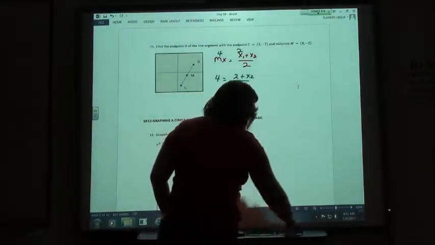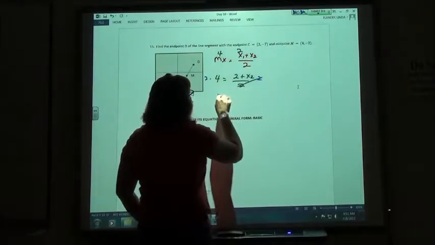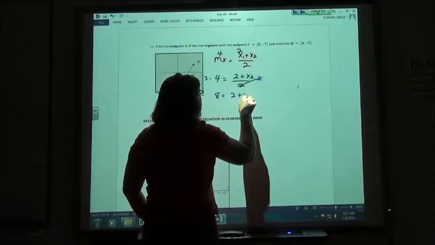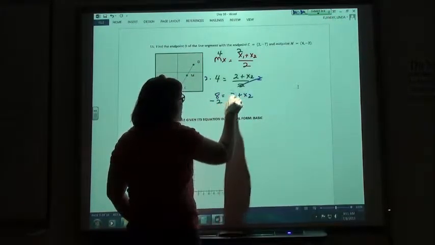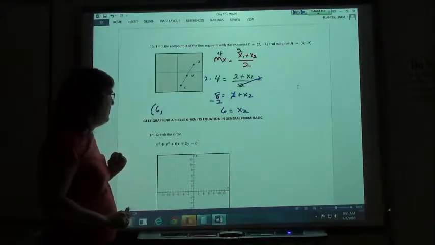So first thing I'm going to do is get rid of my fraction. I'm going to times by the 2. So 8 equals 2 plus x sub 2, and then of course I'm going to subtract 2 to solve that. 6 then is going to be the x value of point D.